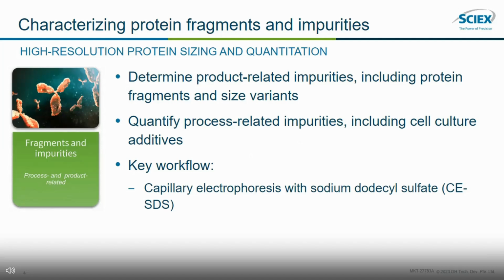When we begin with looking at proteins, we want to be able to do high-resolution protein sizing and quantification. This means determining our product-related impurities, including protein fragments and size variants. This also includes analyzing process-related impurities like our cell culture additives. For this, we can leverage capillary gel electrophoresis with sodium dodecyl sulfate, or CE-SDS. This is because when a native protein is heated in the presence of SDS, it is denatured and also covered by SDS. When an electric field is applied, different size unfolded proteins will migrate out of the capillary, thus allowing us to do separations based on their size and allowing us to identify and quantitate our species of interest, like fragments and other impurities.